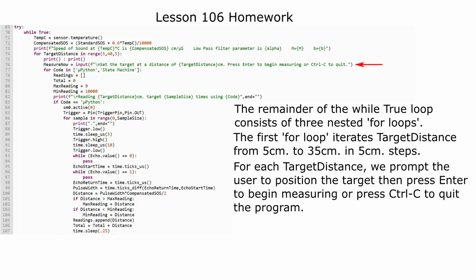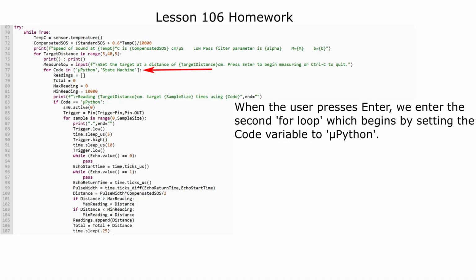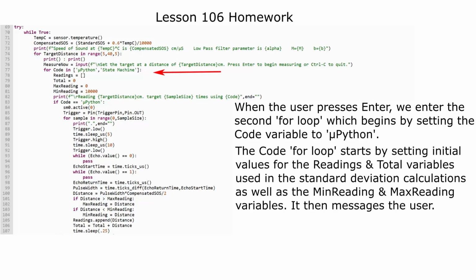For each target distance, we prompt the user to position the target and then press enter to begin measuring, or press Ctrl-C to quit the program. When the user presses enter, we enter the second for loop, which begins by setting the code variable to µPython. The code for loop starts by setting initial values for the readings and total variables used in the standard deviation calculations, as well as the min reading and max reading variables. It then messages the user.